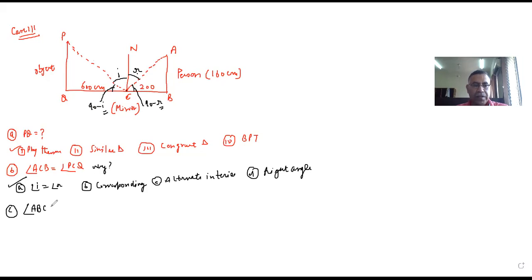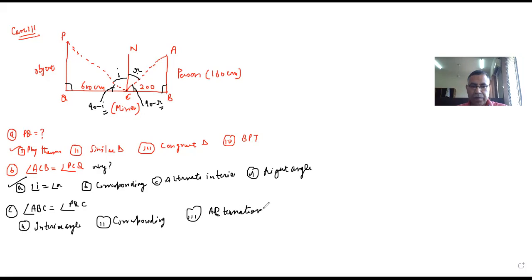Angle ABC is equal to angle PQC. This is my PQC. This is my ABC. These two angles are equal. Why? Number 1, interior angle. Number 2, corresponding. Number 3, alternate angles. Number 4, right angle.